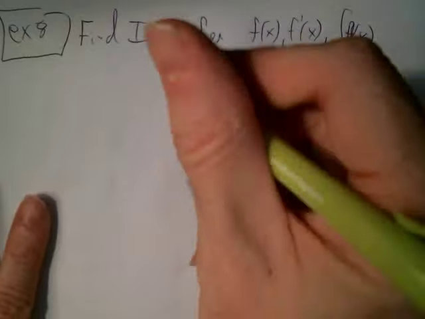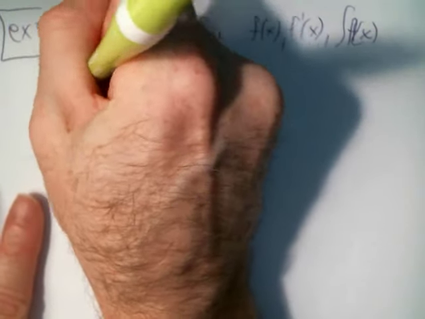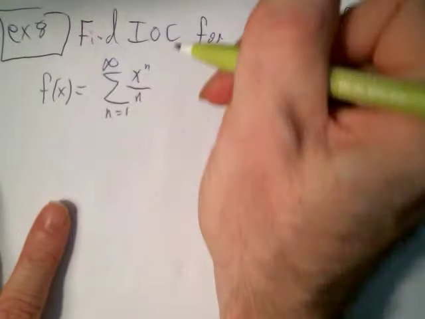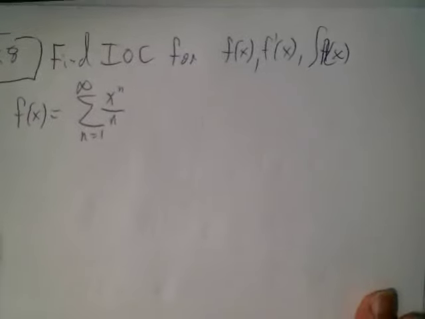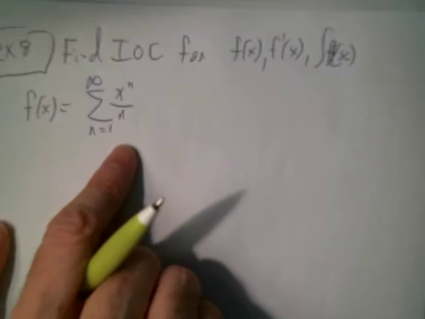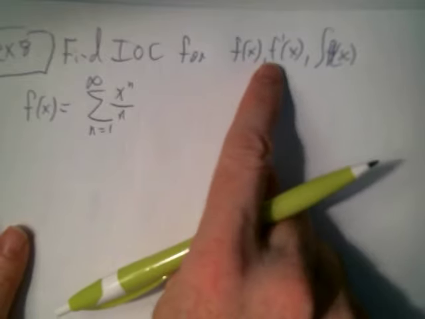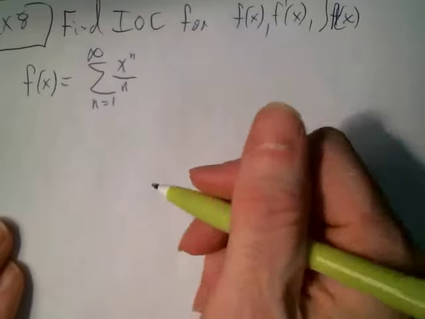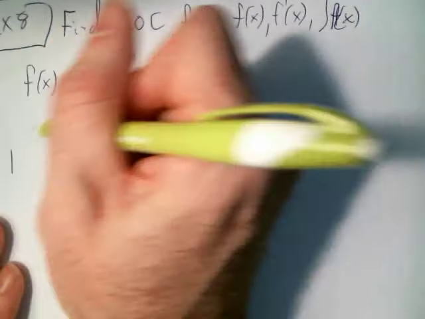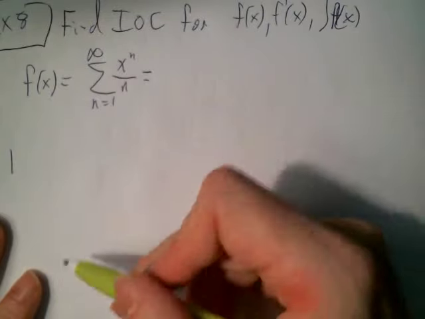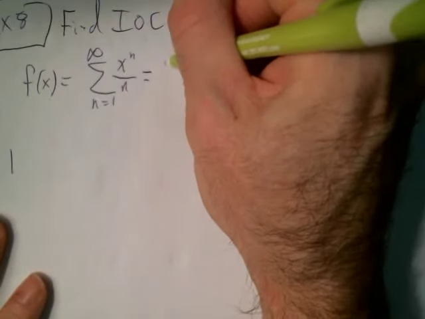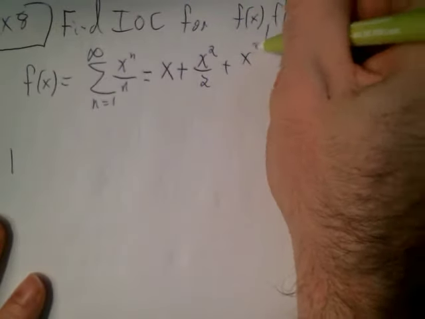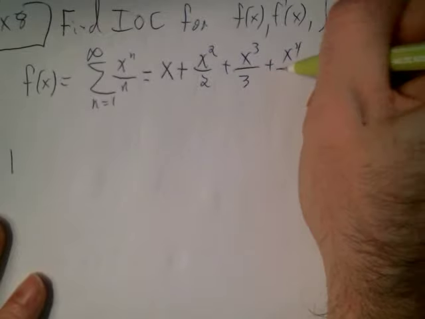Okay. So our f of x is given as the series x to the n all over n from n equals 1 to infinity. Okay, so I'm going to find the interval of convergence for this guy, and then I'll know the radius of convergence for these guys, and all I have to do is check endpoints. Okay, so the interval of convergence for this guy. Well, let's expand it too, because we're going to be taking derivatives and integrals. So what is this? It's x to the 1 over 1 plus x squared over 2 plus x cubed over 3 plus x to the 4th over 4. I think that's good enough.